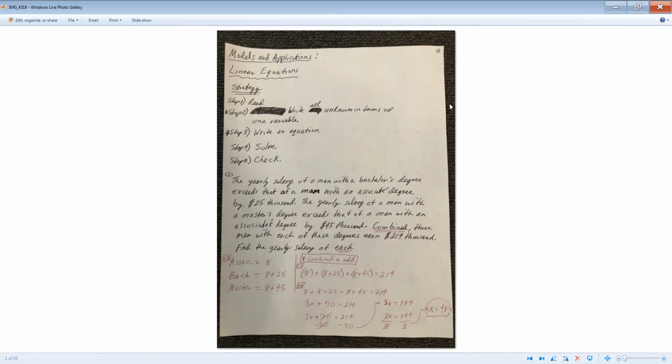This video is on models and applications, in other words, word problems, and we will be using linear equations in order to solve them. So the strategy is to first read. Second is to write all unknowns in terms of one variable.